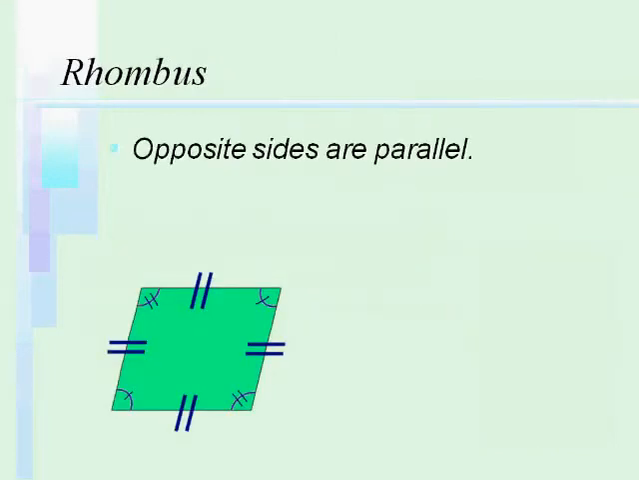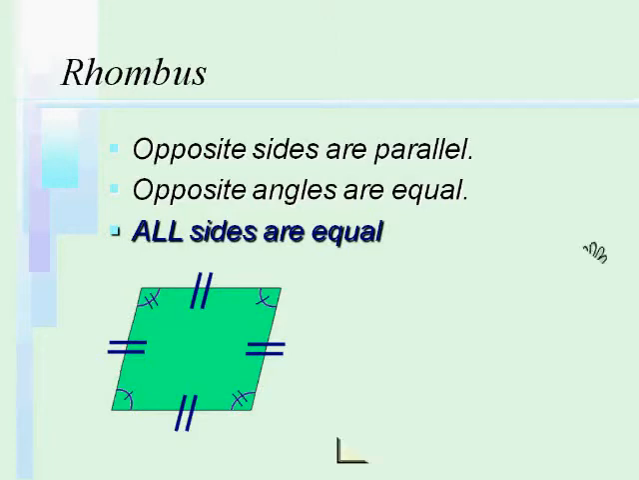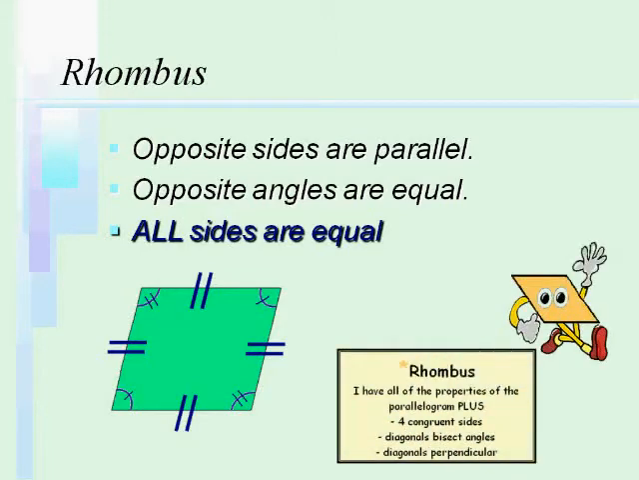The rhombus also has opposite sides that are parallel. The opposite angles are equal, and then all the sides are equal. So since it has all those other features of the parallelogram, that means it's also a parallelogram. It falls into that category of parallelogram, because if all sides are equal, that means the opposite sides are equal.